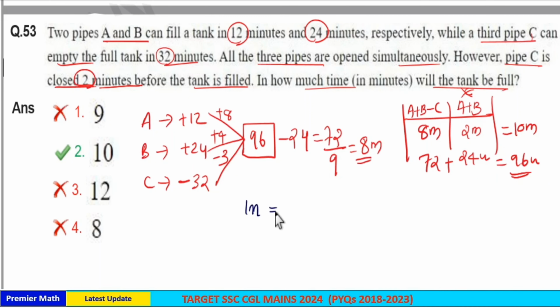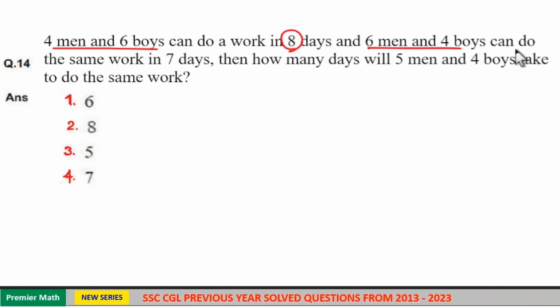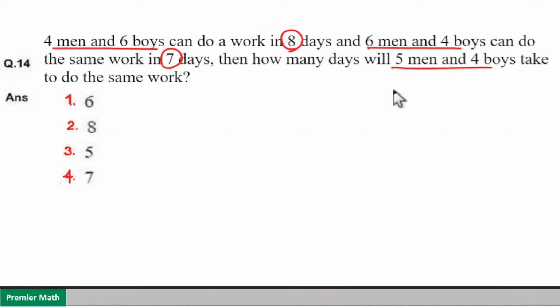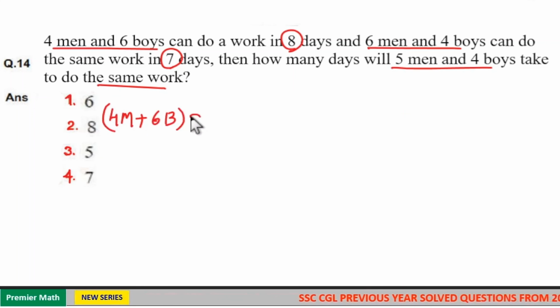4 men and 6 boys can do a work in 8 days and 6 men and 4 boys can do the same work in 7 days. In how many days will 5 men and 4 boys take to do the same work? Here 4 men and 6 boys can do a work in 8 days.